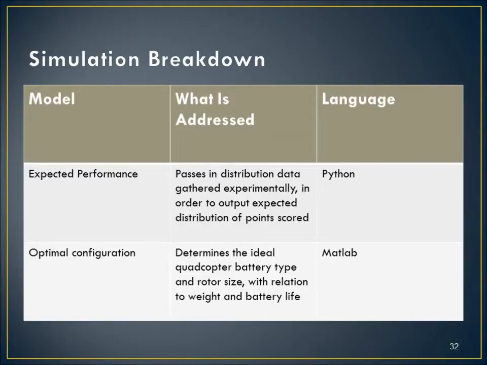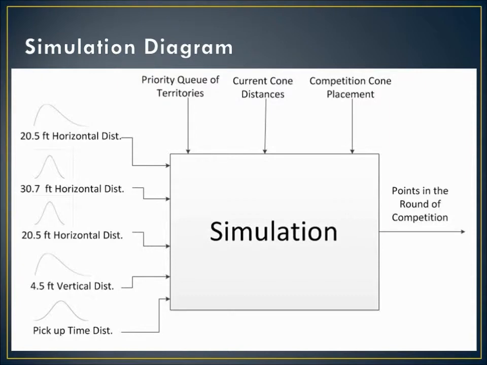Our expected performance simulation is done in Python, passing in our distribution data and outputting a distribution of points scored. The optimal configuration is determined in MATLAB and performs a trade-off analysis of different combinations. Here's our simulation diagram. As you can see, the distributions are being passed in.